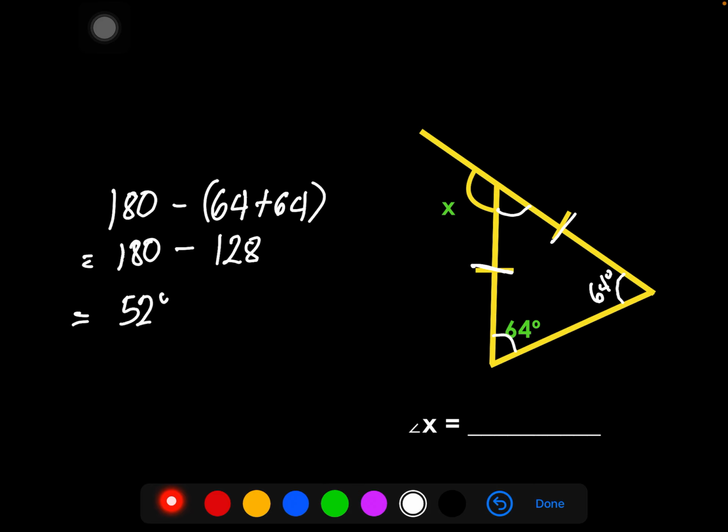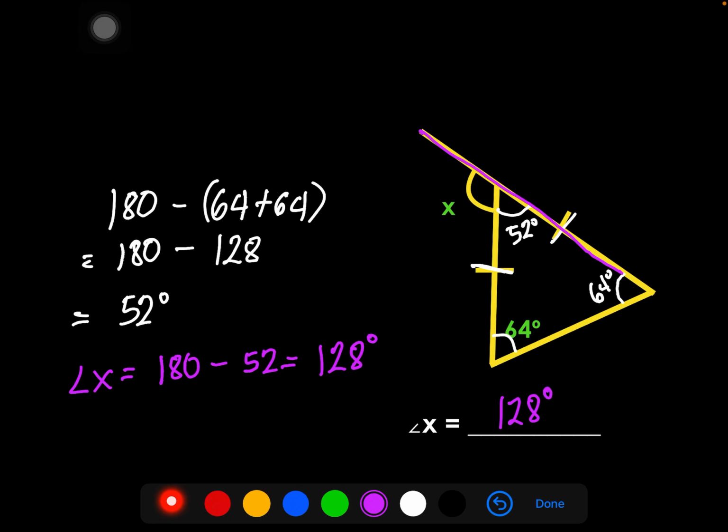52 degrees. Now, since this is 52 degrees, I will now use my knowledge on angles on a straight line to figure out what X is. Angle X would now be 180 degrees minus 52, giving me 128 degrees. So that's it for angle X.